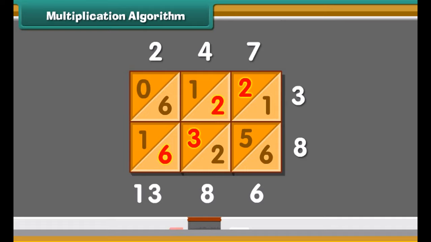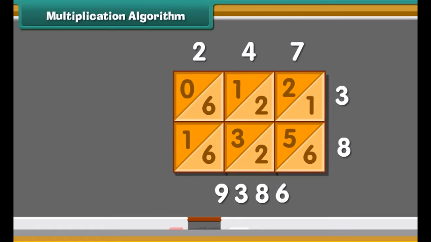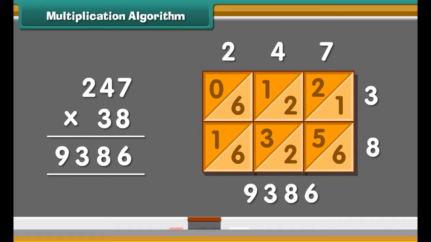We get a 2-digit answer, so we just write 3 below and carry 1 in the next strip. 1 plus 6 plus 1 is 8. Add 1 carry to the answer, we get 9. And 0 is 0. We get the answer 09386. Thus, we have the answer of 247 into 38 as 9386.